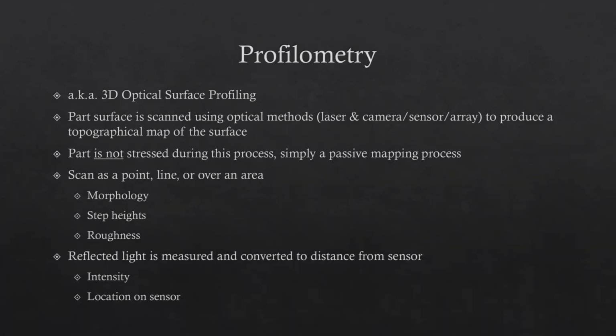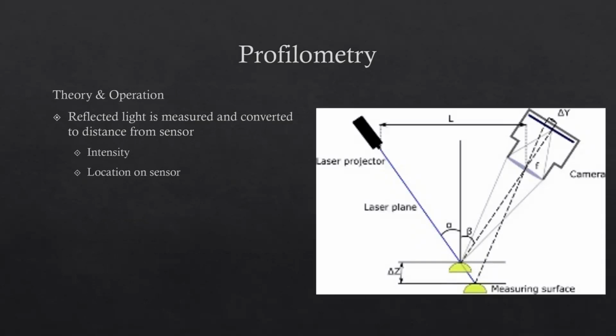We can scan other things with it too. The reflected light in this case is measured and converted to a distance from the sensor, or a distance from a given reference point or reference plane, which is a function of the sensor. And so we're looking at the light as it hits an object, reflects off that object, and goes back to our camera or sensor. We're going to look at the varying intensity as well as the location that it hits on a sensor. And what I mean by that with location is, here's an example of a very simple profilometer.